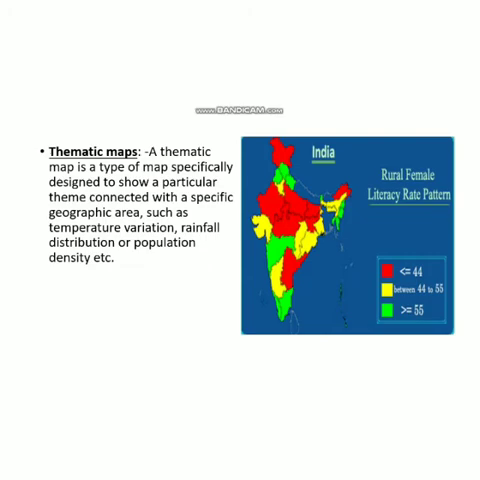Thematic maps. A thematic map is a type of map specially designed to show a particular theme connected with a specific geographic area, such as temperature variation, rainfall distribution, or population density, etc. Look at the map on your right hand side, students. Well, this is a thematic map of India. Here, different colors are representing literacy rate pattern of the women who are living in the rural areas of India.